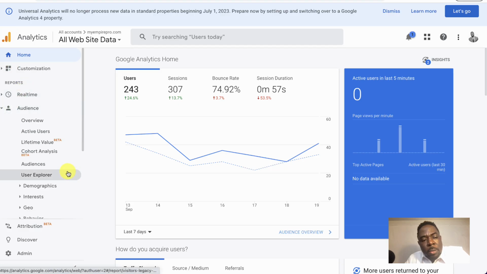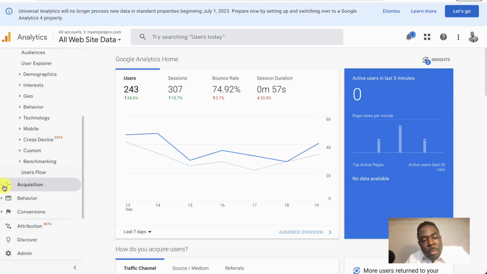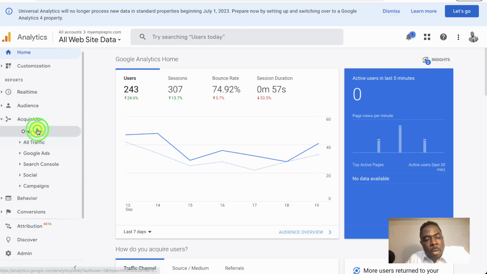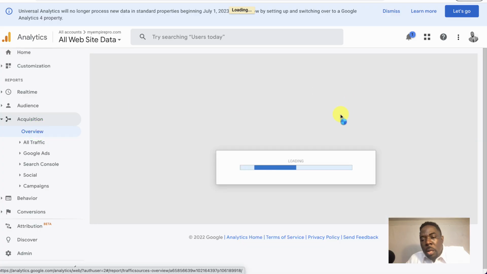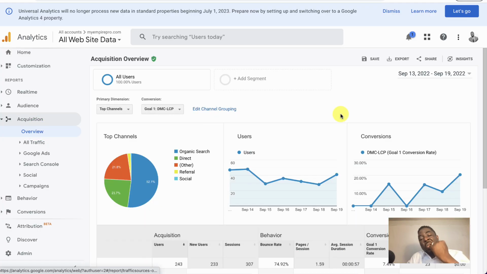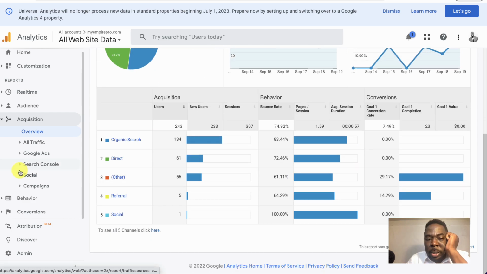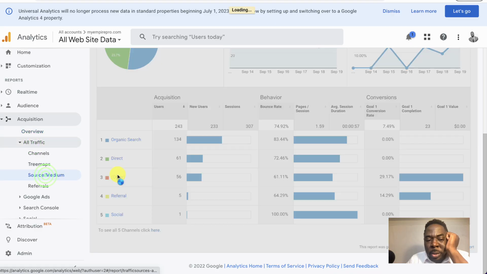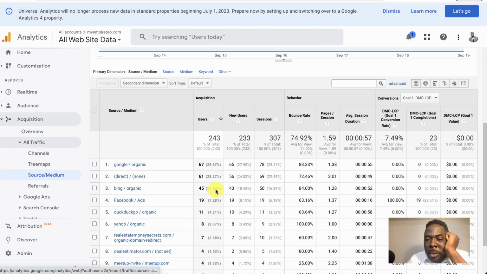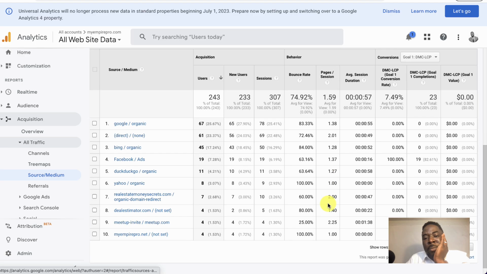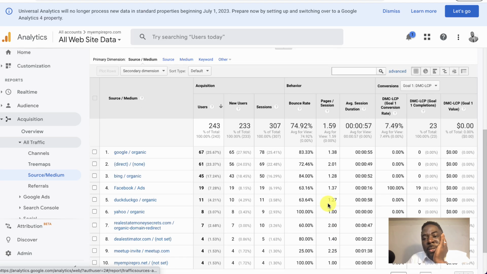Audience, under audience, actually more like under acquisition, overview. We can see some more data, right? Under all traffic, source and medium. Okay, so here you can see some other metrics. I'm gonna list it for you right now, but it is useful to come here and see this.